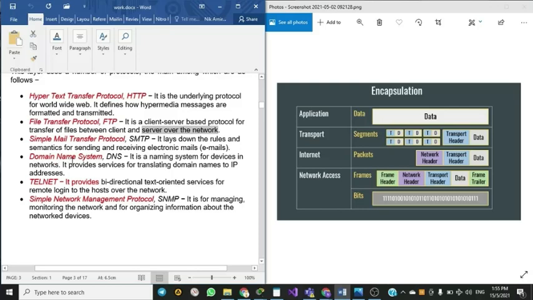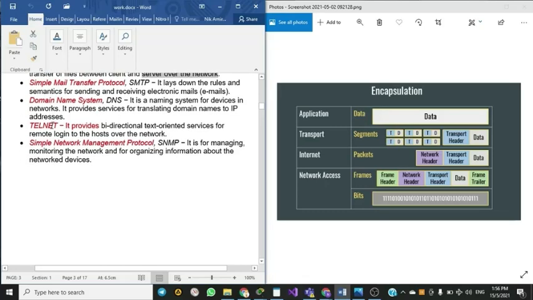DNS, Domain Name System. This is a naming system for devices in a network. It provides a service for translating domain names to IP addresses. Telnet provides bi-directional text-oriented services for remote logging into the host over the network. Simple Network Management Protocol (SNMP) is for managing and monitoring the network, and for organizing information about the network devices.